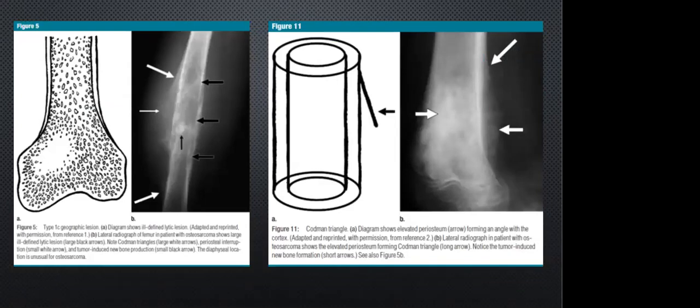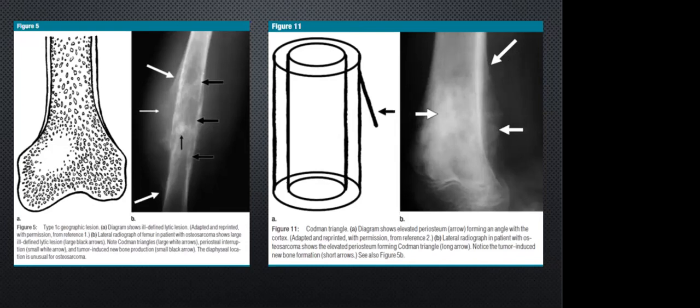A Codman triangle refers to elevation of the periosteum away from the cortex with an angle formed where the elevated periosteum and the bone come together. Although the Codman triangle is often associated with conventional osteosarcoma, an aggressive process that lifts the periosteum may produce this appearance. Even benign entities such as infection and subperiosteal hematoma can produce this image too.